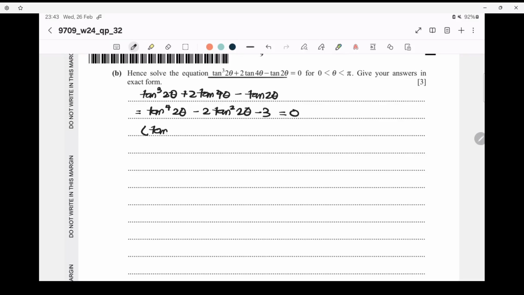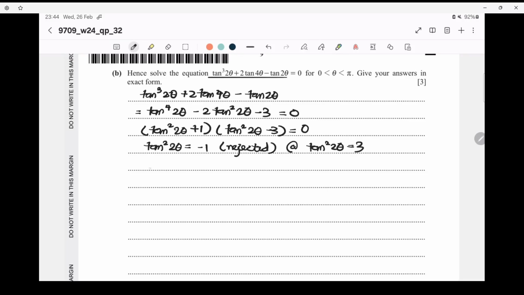So you will have (tan^2 2 theta plus 1)(tan^2 2 theta minus 3) equals 0. So now you have tan^2 2 theta equals minus 1. This has to be rejected because tan squared cannot be equal to minus 1. The other one will be tan^2 2 theta equals 3. So therefore, I just write here, tan 2 theta will be plus or minus square root of 3.